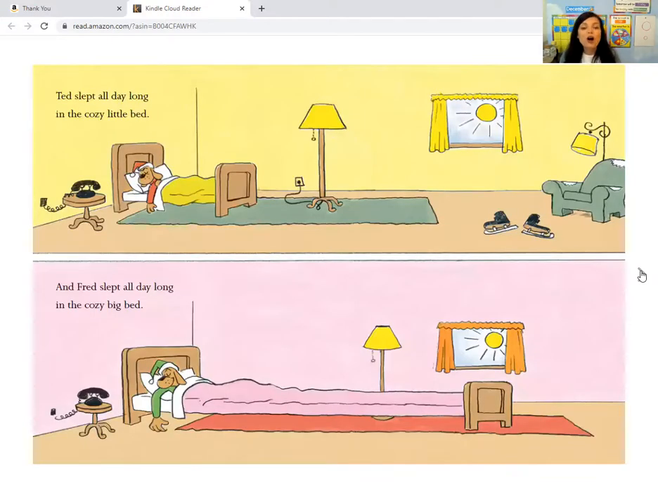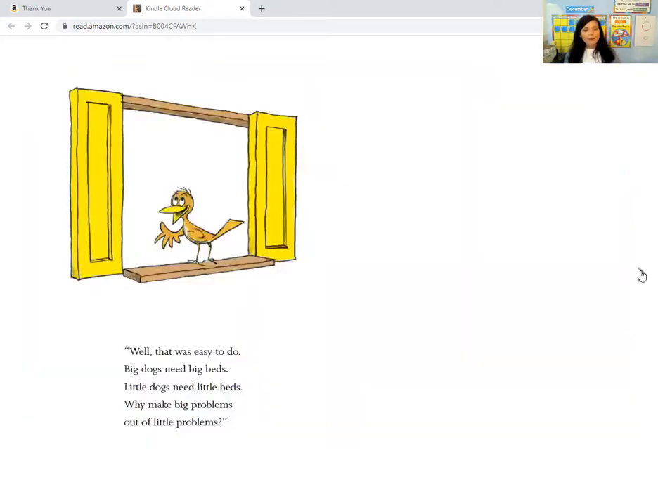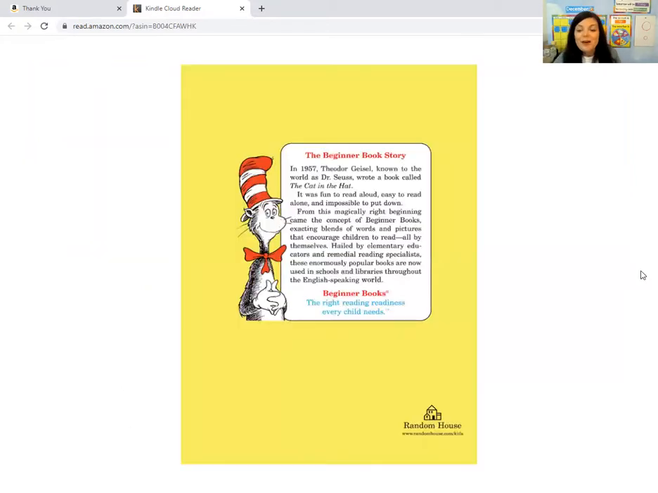Ted slept all day long in the cozy little bed, and Fred slept all day long in the cozy big bed. Well, that was easy to do, said the bird. Big dogs need big beds. Little dogs need little beds. Why make big problems out of little problems? The end.